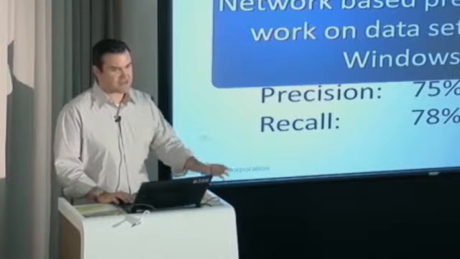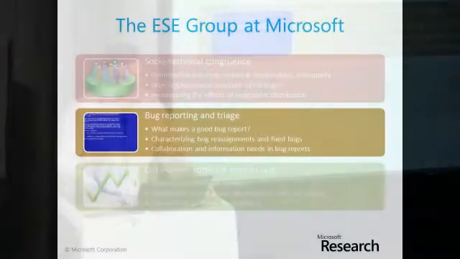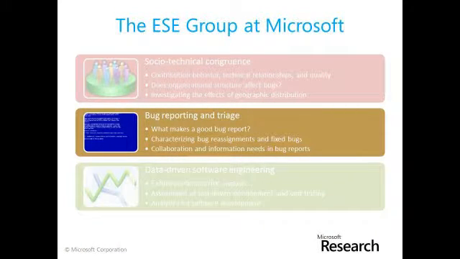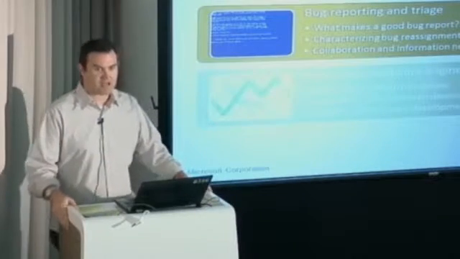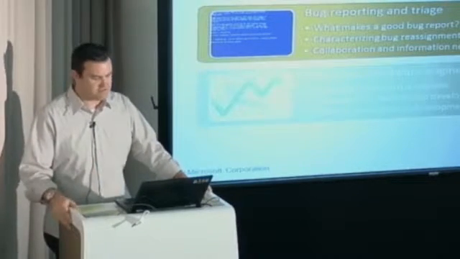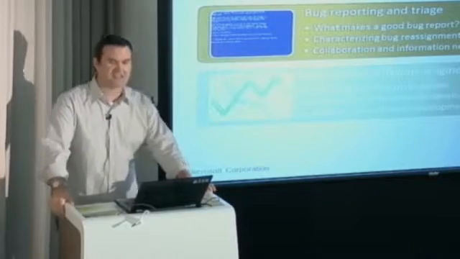So that's a smattering of some of the things that we've been doing in the area of socio-technical congruence, looking at developer behavior and what that can tell us about software quality. I'm going to turn it over to Tom now to tell us about bug reporting, triage, and data-driven software engineering.